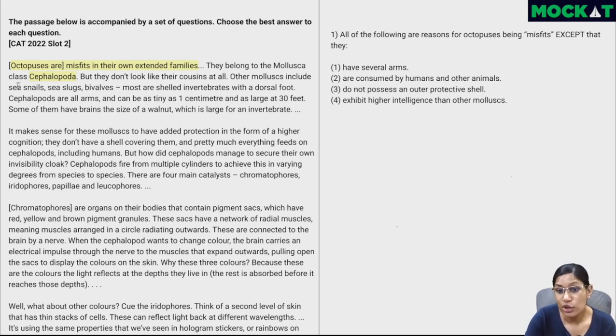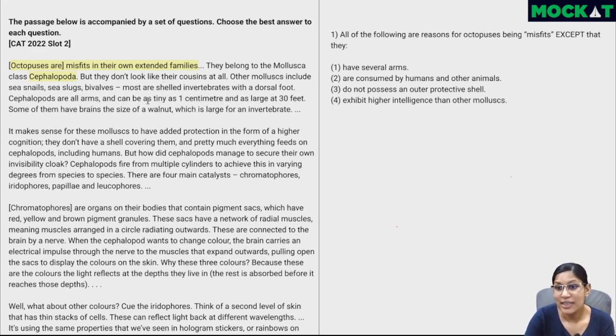Other mollusks include sea snails, sea slugs, bivalves. Most are shelled invertebrates with a dorsal foot. So all of these others, they have a shell, they don't have vertebra, invertebrate, and they have a dorsal foot. I'm not sure exactly what a dorsal foot is, but this is not a biology exam. We'll just assume they have 1 foot. Probably these are the things that octopuses don't have.